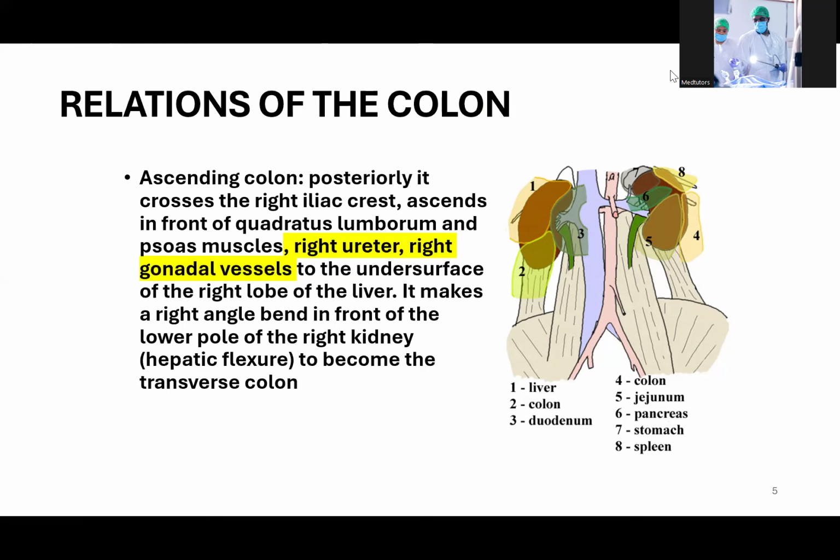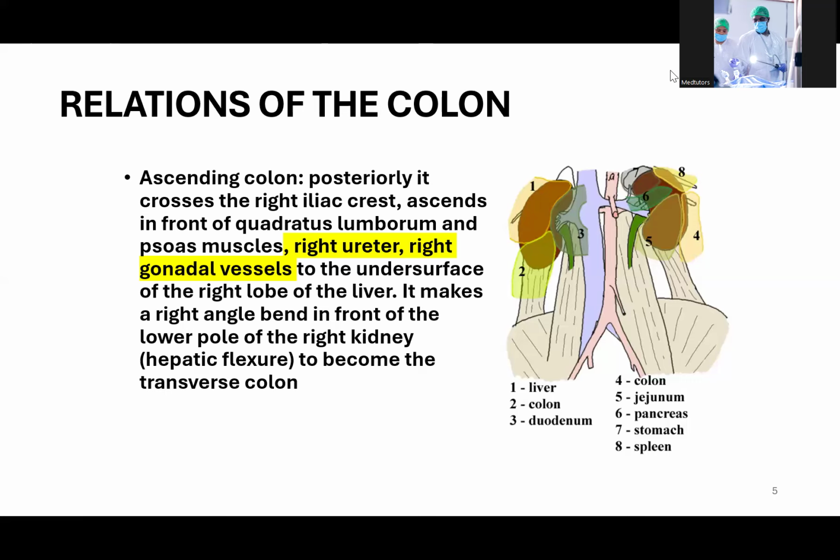Of course, when you know the relationship, you know what you meet when doing a right hemicolectomy. The ascending colon posteriorly crosses the right iliac crest, ascending in front of the quadratus lumborum. So it's a muscle, you have no problem with that. Psoas muscle, no problem with that. Right ureter, right gonadal vessels.